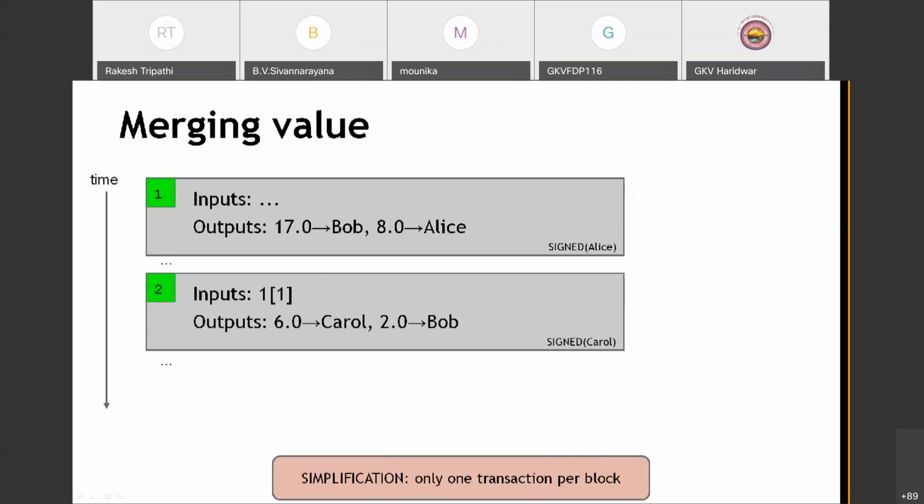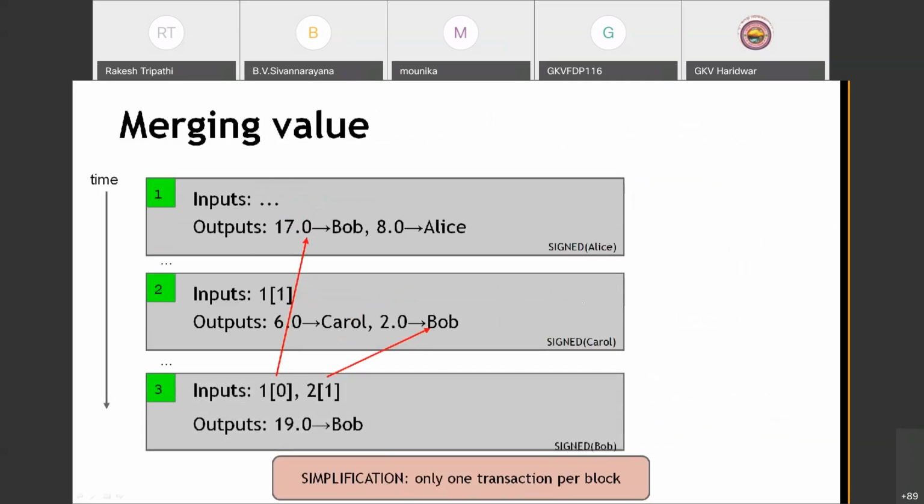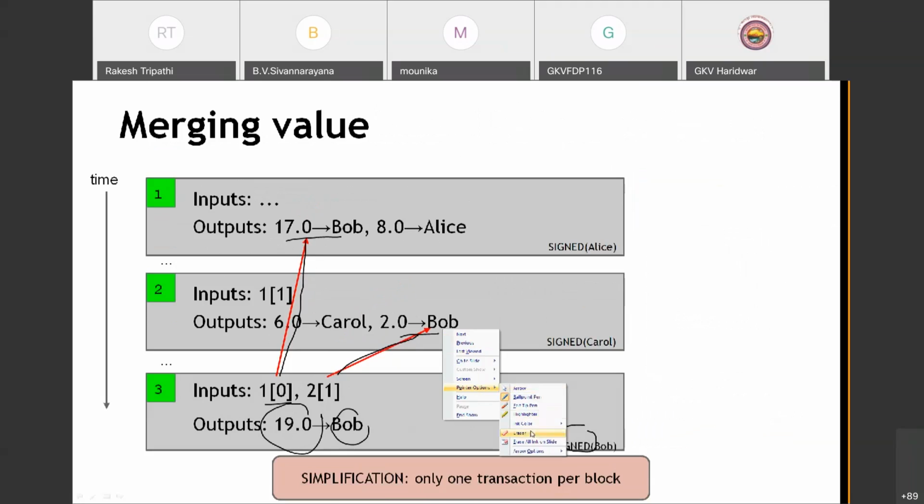Now you can use this to merge different values also. For example, we can merge these two. Bob is the beneficiary here. So in transaction 1, 0, and 2, 1, these two together are merged into 90, signed by Bob. So I can merge two monies into one if I am the owner.